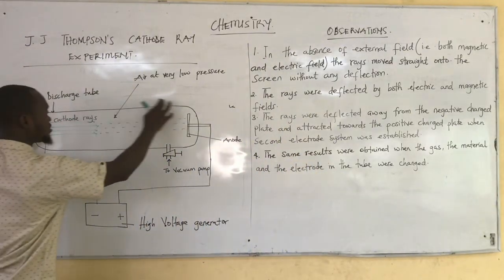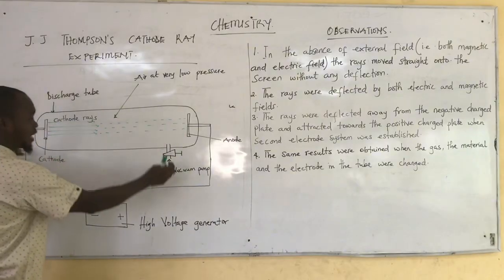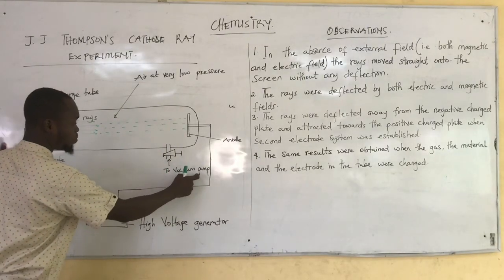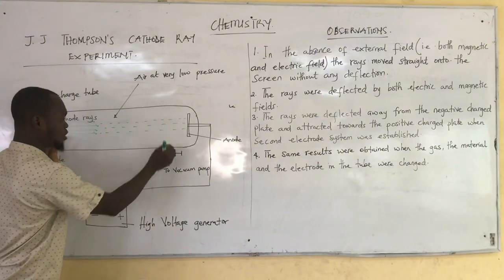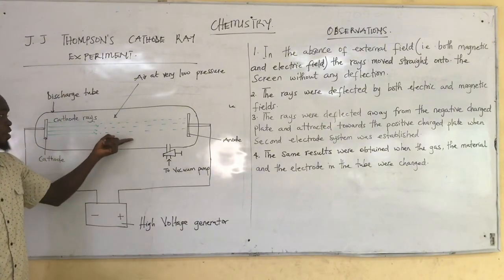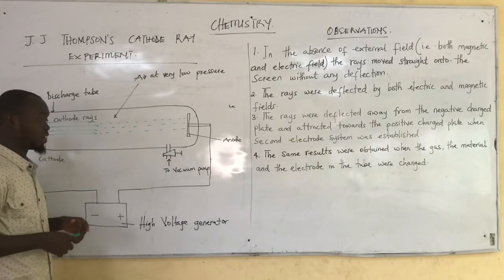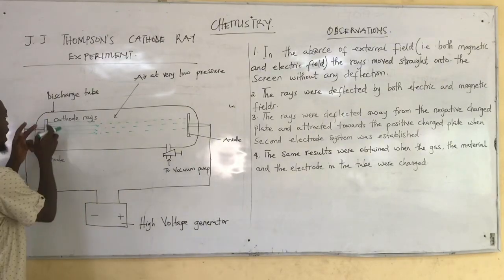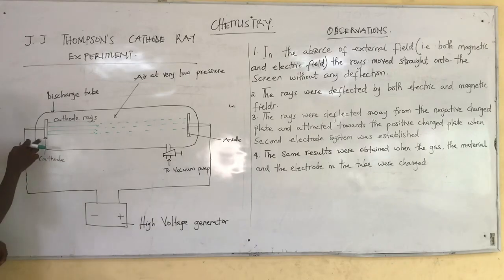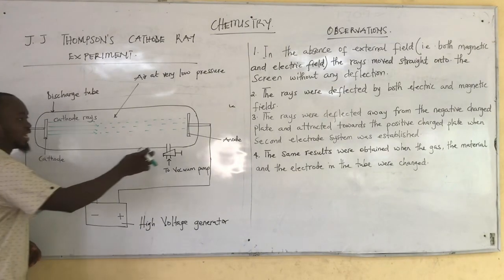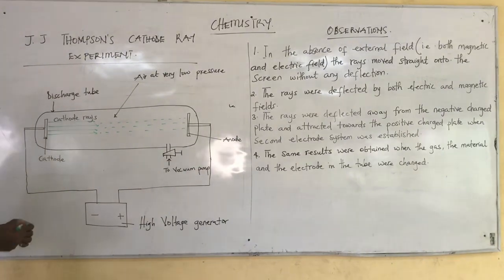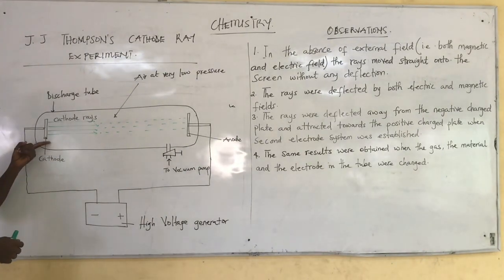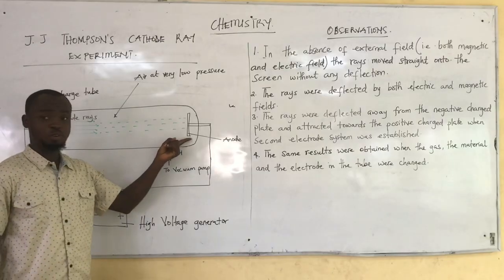So when we look at the diagram I have here, this is a discharge tube. That air is evaporated out with the help of the vacuum pump, which can be regulated. So air is pumped out of the tube so that the air pressure in the tube will be very, very low. Is that okay? And then also I have my two electrodes. So over here is the cathode electrode, and then here is the anode electrode. The cathode electrode is negatively charged, and then the anode is positively charged.